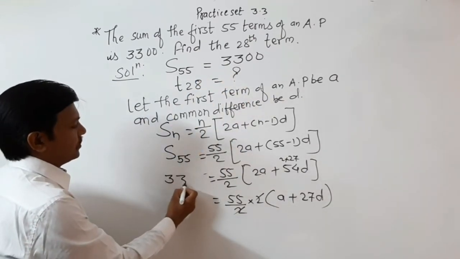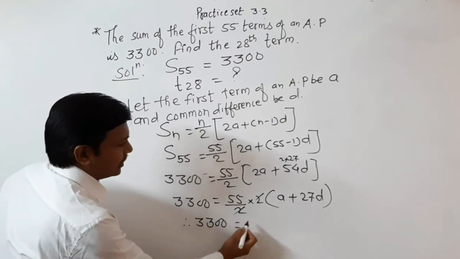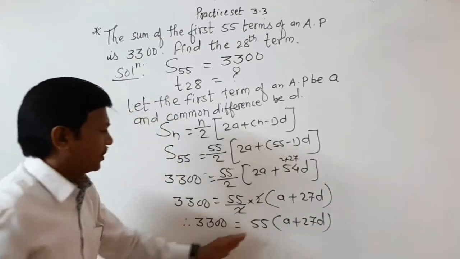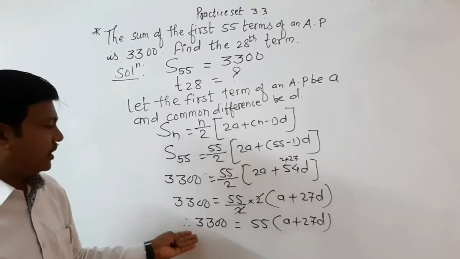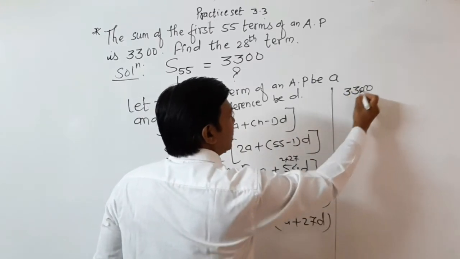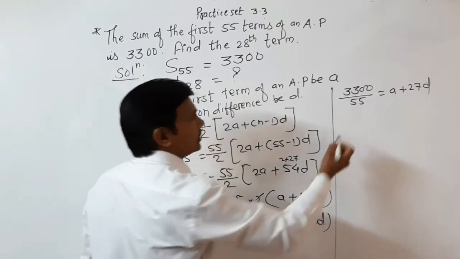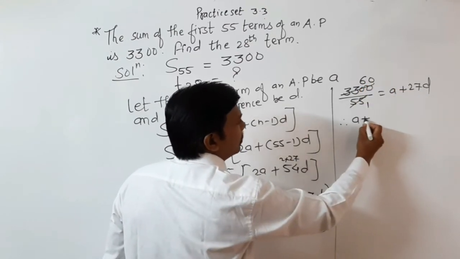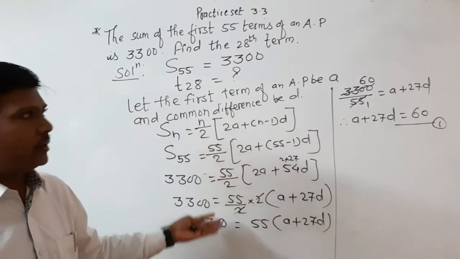So put here 3300. Therefore 3300 equal to 55, and this bracket means A plus 27D. And when you transfer this 55 to this side, here it is in multiplication form, so here we divide 3300 by 55. So see the next step. 3300 upon 55 equal to A plus 27D. And when you divide, then 55 once, and 6, that is 330 and this 0. So A plus 27D equal to 60. This is one equation from S55.